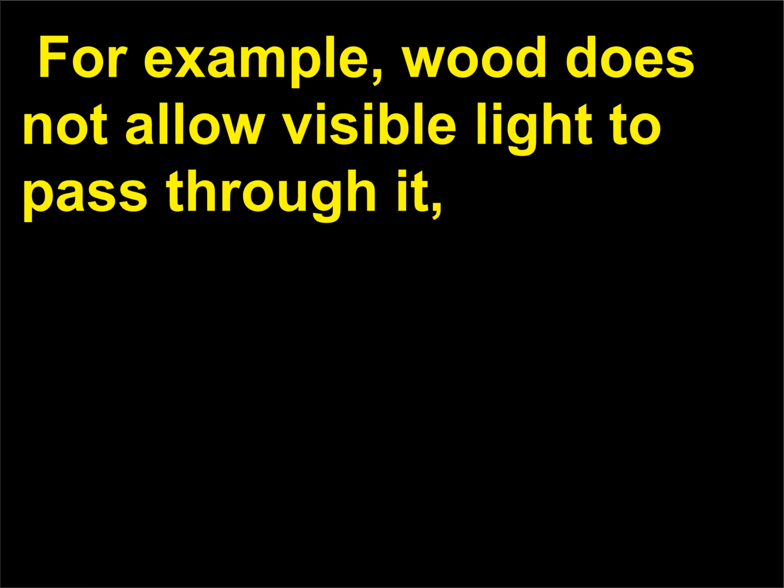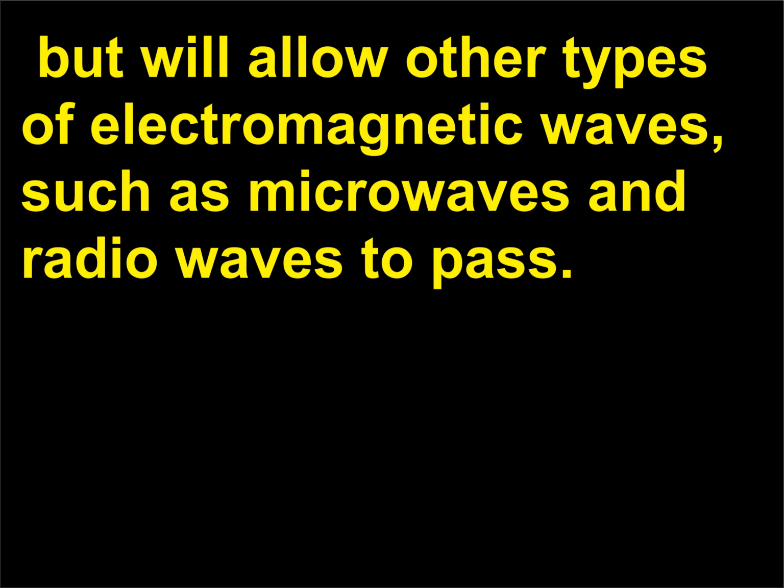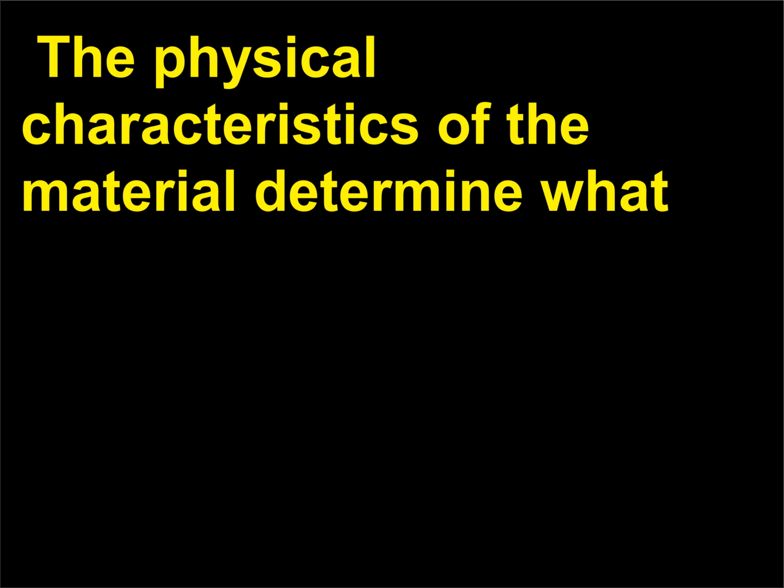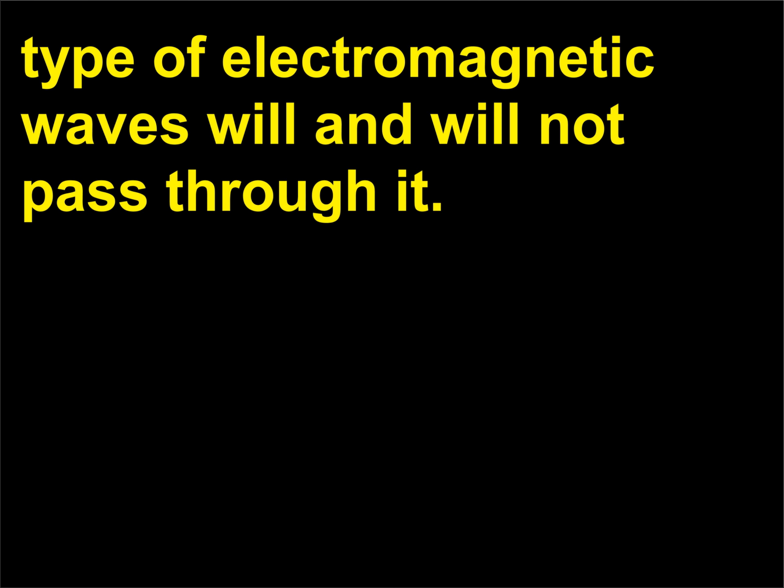For example, wood does not allow visible light to pass through it, but will allow other types of electromagnetic waves, such as microwaves and radio waves, to pass. The physical characteristics of the material determine what type of electromagnetic waves will and will not pass through it.